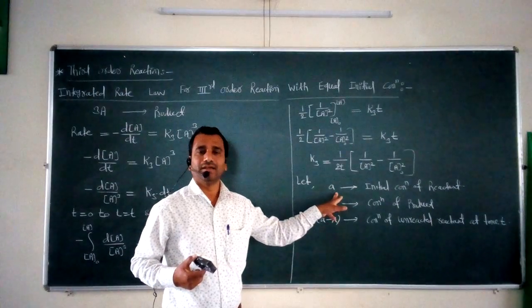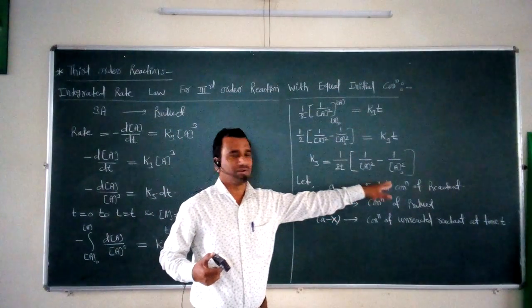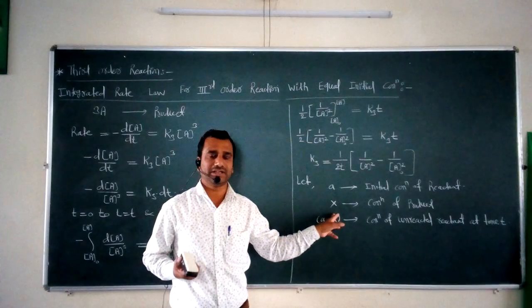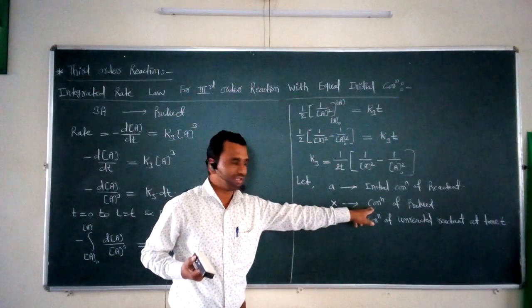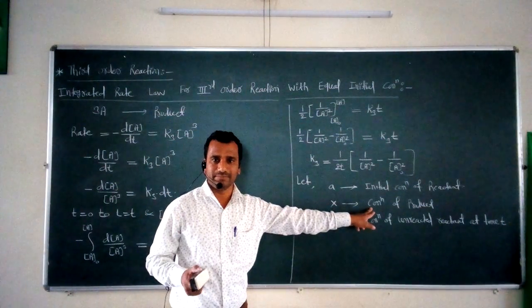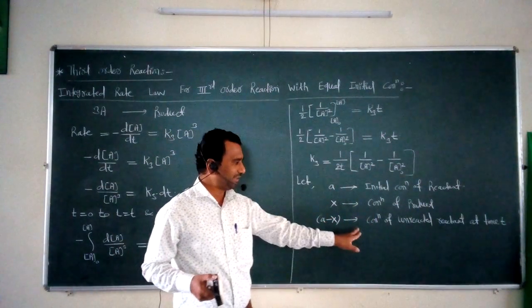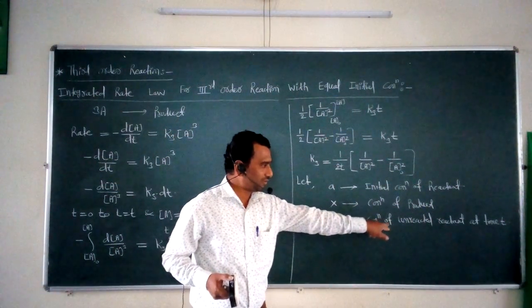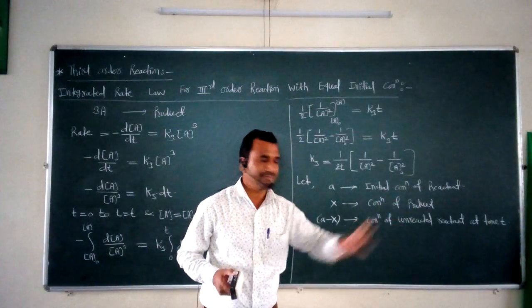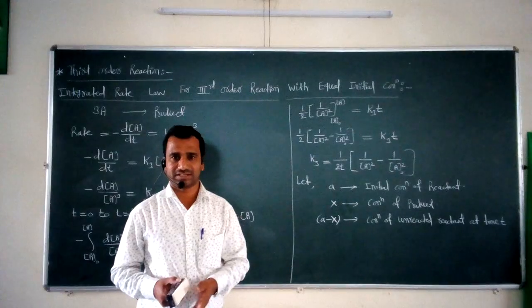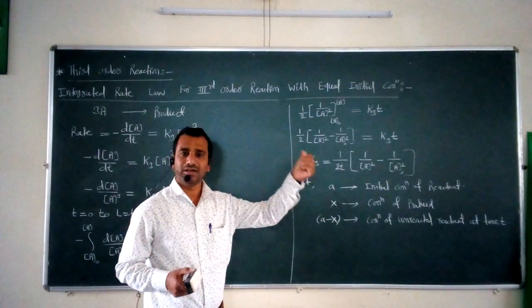What are those three considerations? A is considered to be the initial concentration of reactant. Small x stands for the concentration of product at a particular time small t. And last is a minus x, which is nothing but the concentration of unreacted reactant at time small t. Now by using these three considerations, we have to convert this equation into the simple form.